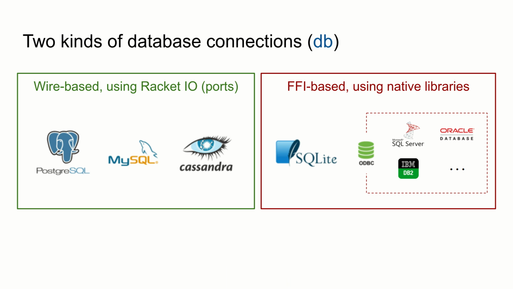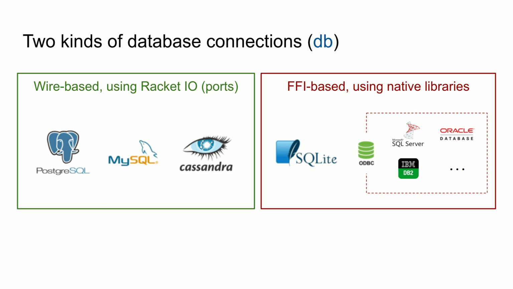Okay, the Racket database library has two kinds of connections. There are wire-based connections that implement the database wire protocol and just use ordinary Racket I/O to talk to the database server. The other kind of connection is FFI based. We use the Racket FFI and the corresponding native library to communicate with the database. Examples are SQLite, where we use the SQLite library, and ODBC connections, where we use the ODBC library, where we can communicate with anything that we have an ODBC driver installed for.